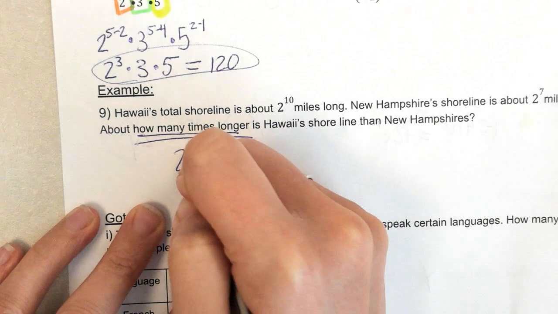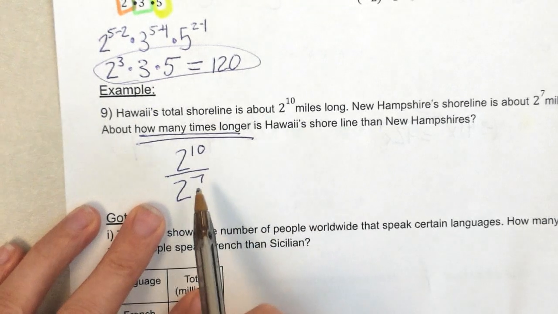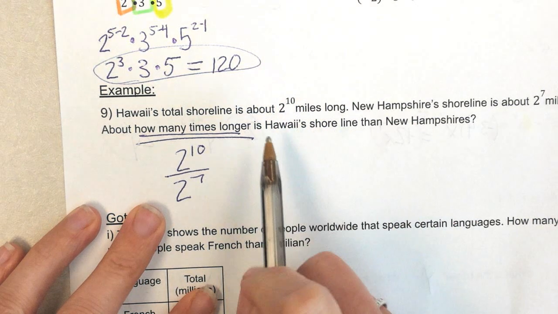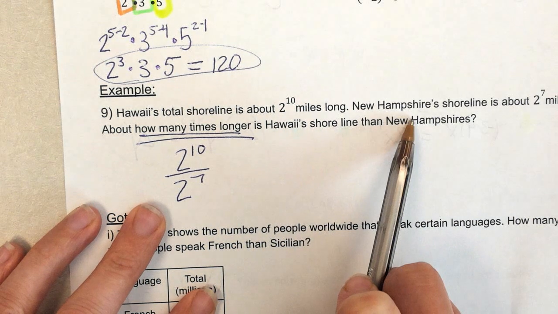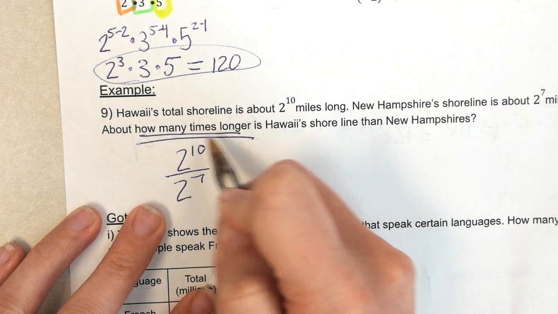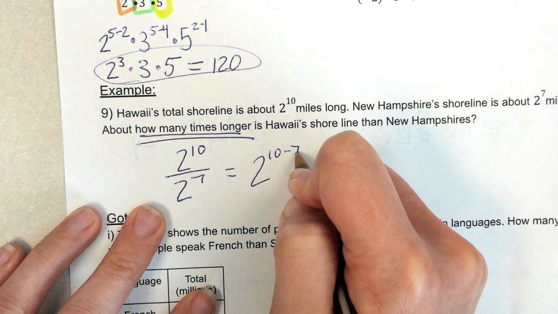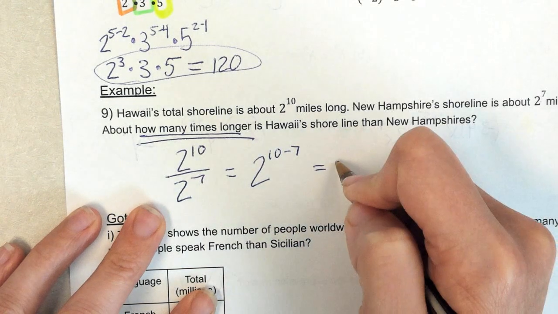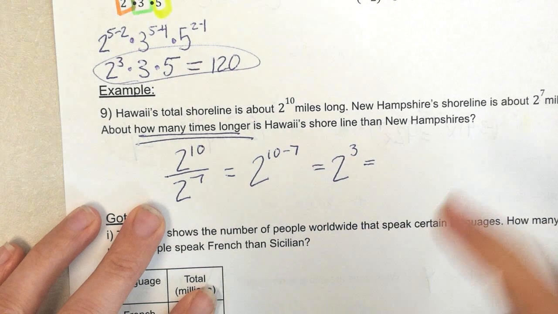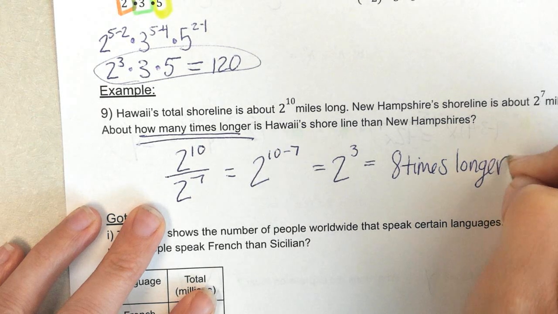So we're really going to do 2 to the 10th power over 2 to the 7th power to divide them so we can figure out how many times more that was. This one has to be on the top because we're trying to compare Hawaii's to New Hampshire's. So we need Hawaii's over New Hampshire's. Since this is dividing, now we know we have to use that division rule, keep the base, subtract the exponents. That ends up being 2 to the 3rd power. I know 2 times 2 is 4 times 2 is 8, so I know it's 8 times longer.